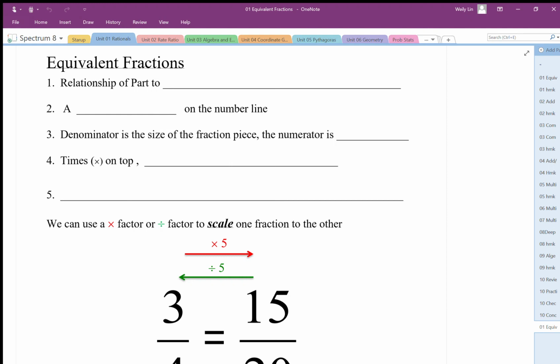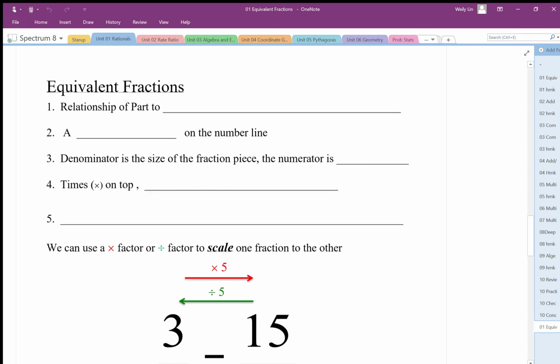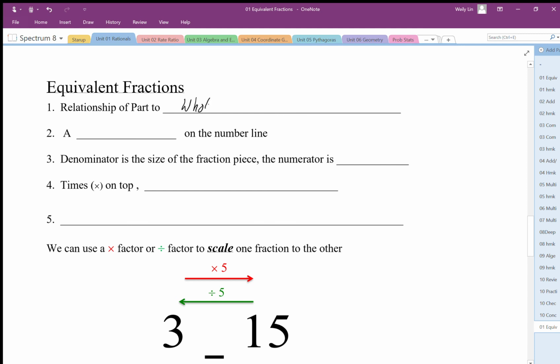So when we talk about equivalent fractions, we can say that it's the relationship of part to whole. Okay, this is one way we can think of equivalent fractions and fractions in general. We can think of equivalent fractions as being on the same spot, or the same position, on a number line.